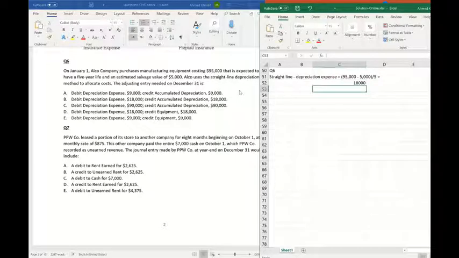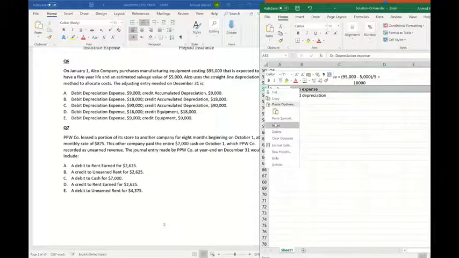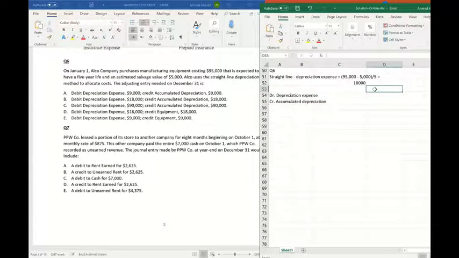So it is 18,000. So we record this depreciation expense as an adjusting entry here. So we have the debit side is depreciation expense, and the credit is accumulated depreciation. And this is mainly for the amount of depreciation expense that we just calculated, which is 18,000.